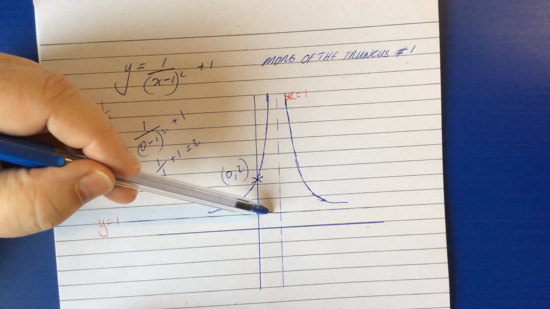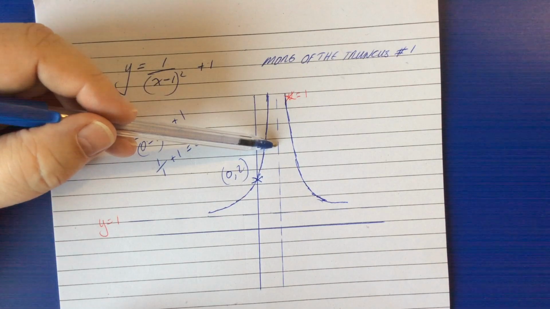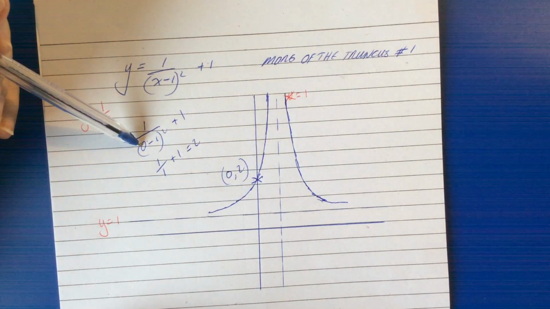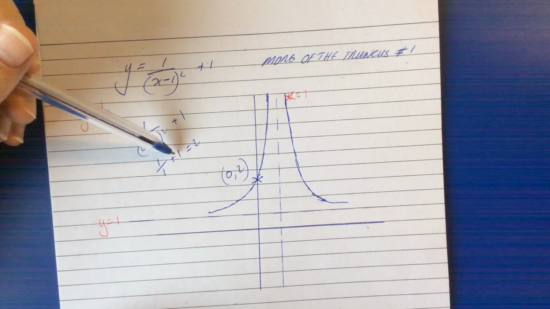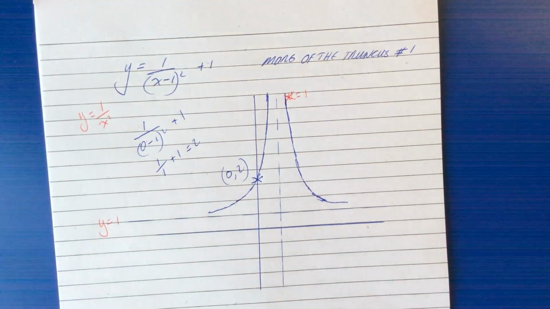This raises this asymptote by 1. This moves this asymptote 1 to the right. To find out what this point of intersection is, we make x equals 0, and we get 1 over 1, which is 1, plus 1, which equals 2. I hope that is clear, and I hope this was useful.